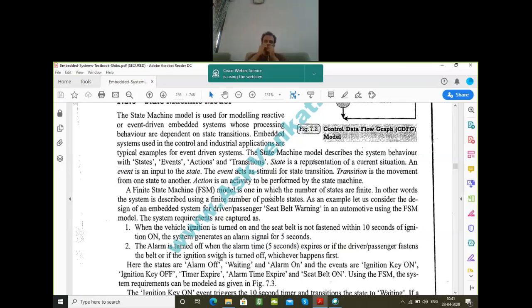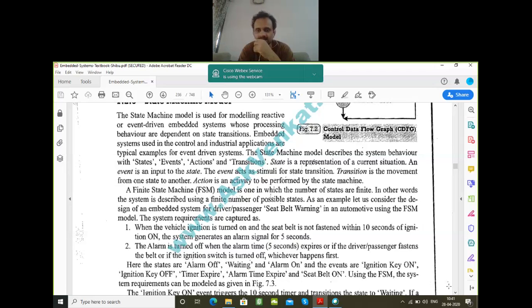Then the alarm will be turned off when the alarm time finishes, or if the driver or passenger wears the seat belt, or if the car is turned off, whichever happens first. So the alarm will be turned on when the seat belt is not worn 10 seconds after the car is started. And the alarm is off when that 5 seconds finishes, or if the passenger wears the seat belt, or if the car is turned off.